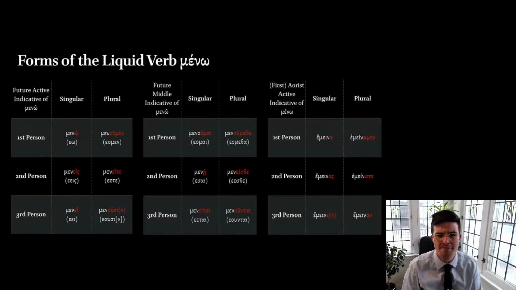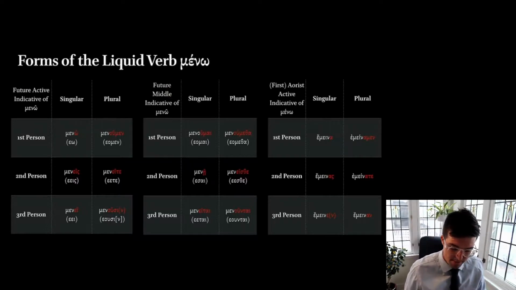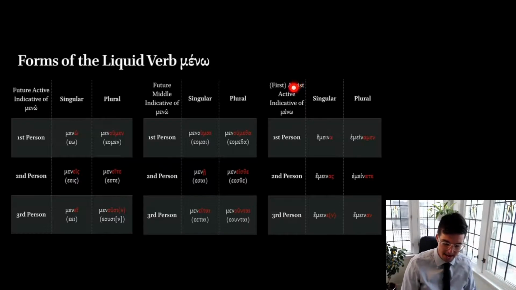And here, for your reference, I give you an overview of different forms of λύω. So the future active, the future middle, and the first aorist active with these changes that have gone on. So you'll notice the contraction over all of these except for μενούμεθα. And this is for reasons of accent rules that we have not learned.